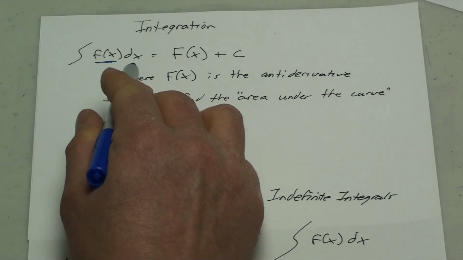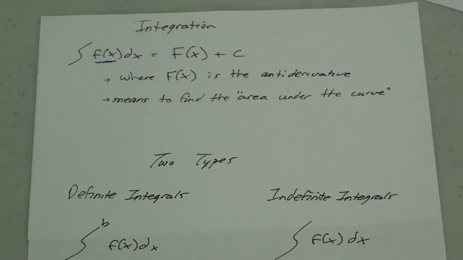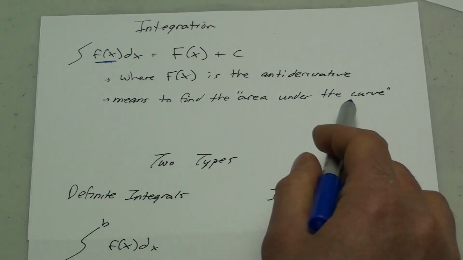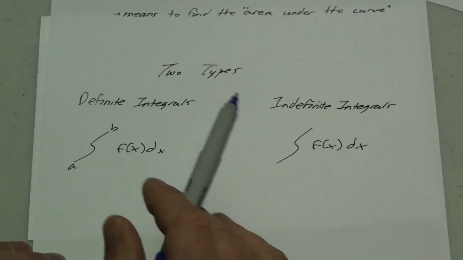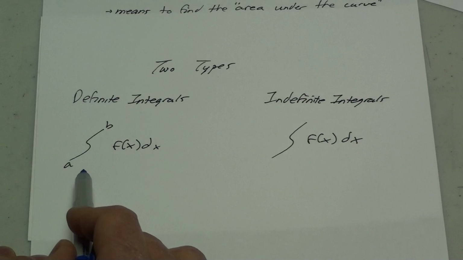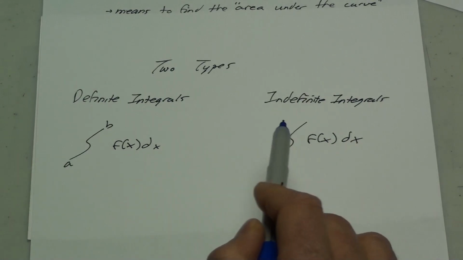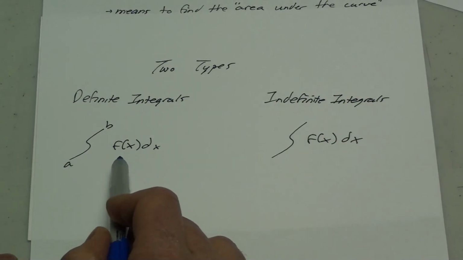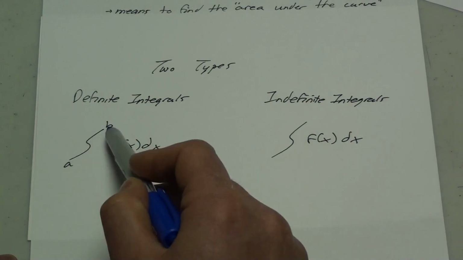The squiggly s dx is what's telling me to do that. This also means to find the area under the curve. Now there are two types of integration. You have definite integrals or indefinite integrals. And the difference between them is that definite integrals have an interval to go from.